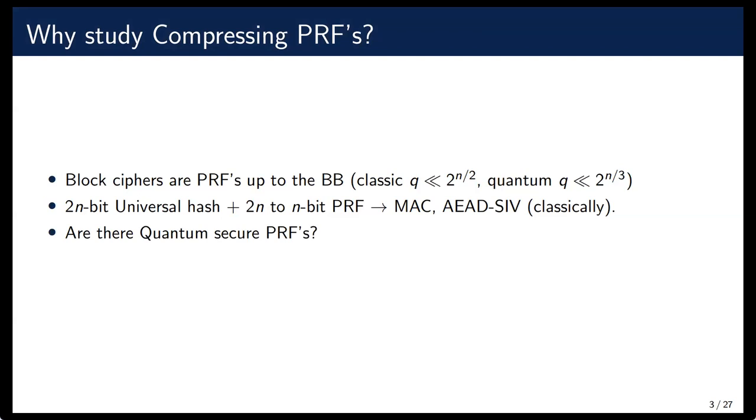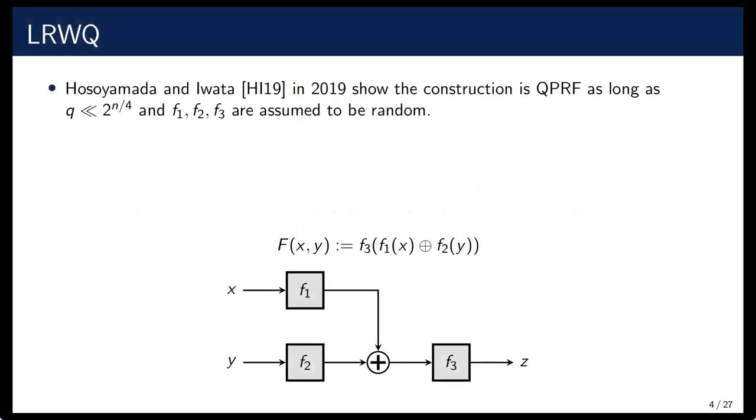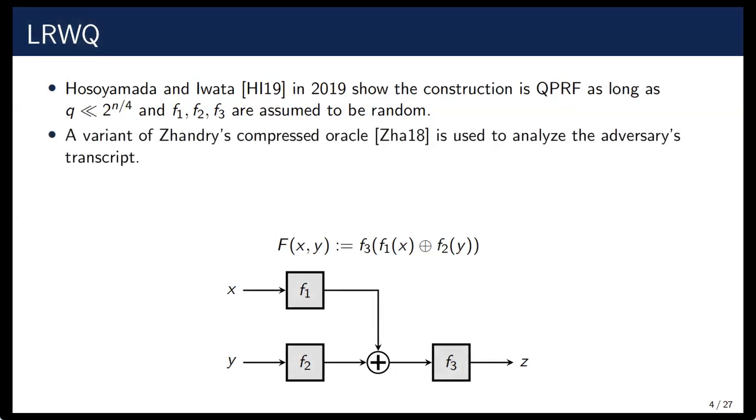But what about quantum secure PRFs? There's not a lot of research done about that yet. So the first notable work in that direction was done by Shiyamada in 2019, where they showed that this construction, LLWQ, is quantum secure as long as the number of queries is smaller than 2^(n/4), and the component functions f1, f2, and f3 are assumed to be random. In the analysis, they use a variant of the compressed oracle to analyze the adversary's list.